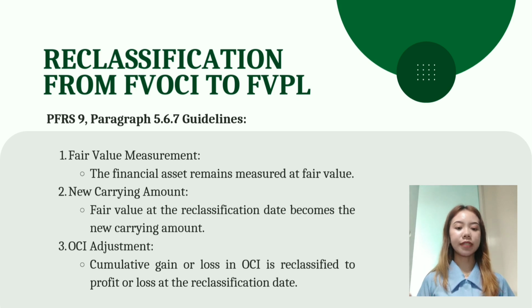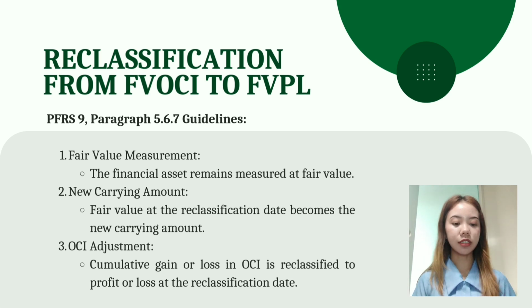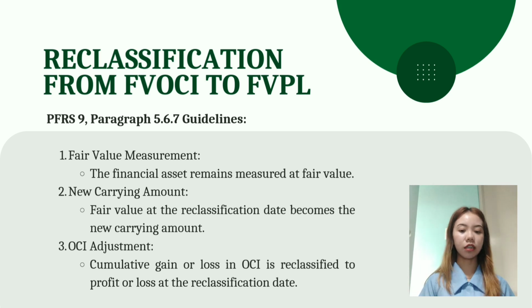PFRS 9 paragraph 567 provides the following if a financial asset is reclassified from FVOCI to FVPL. So here's what happens. The financial asset continues to be measured at fair value. The fair value at the reclassification date becomes the new carrying amount, and the cumulative gain or loss that is previously recognized in other comprehensive income is reclassified to profit or loss at the reclassification date.